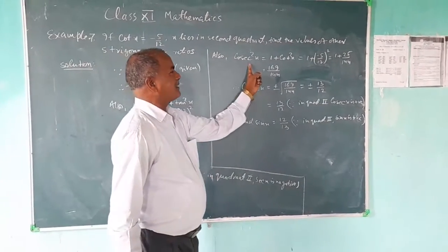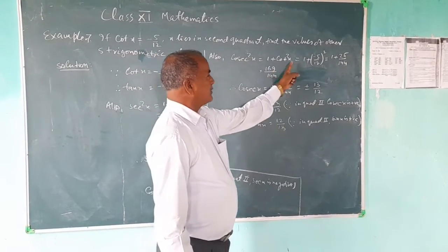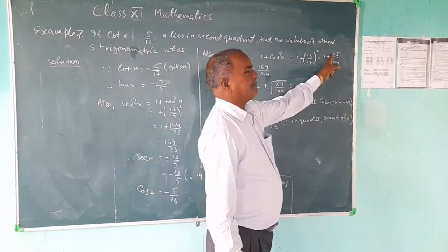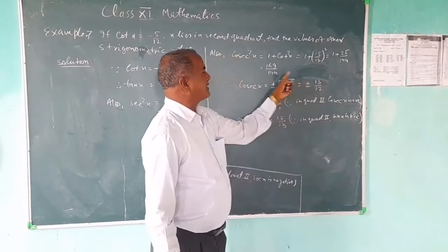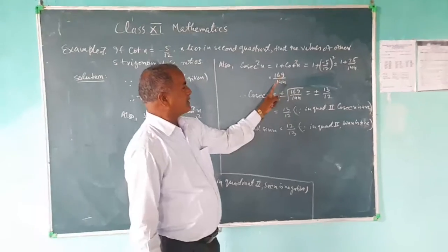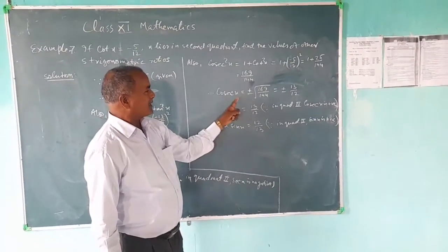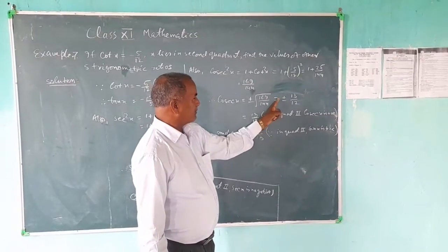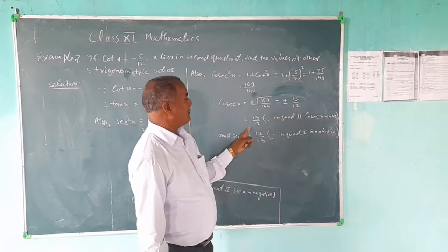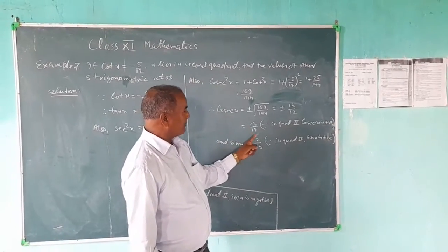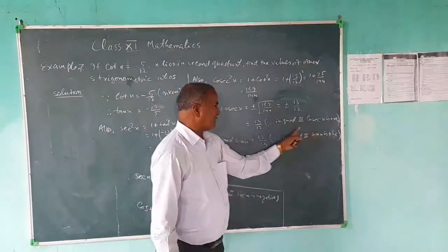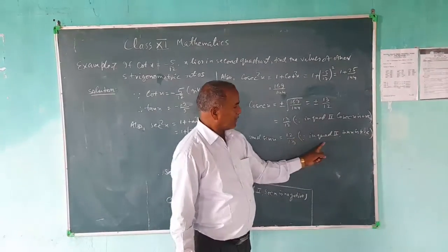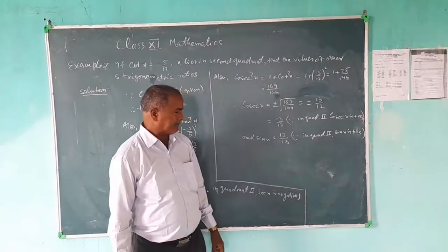Also cosec square x is equal to 1 plus cot square x. So this is equal to 1 plus minus 5 by 12 whole square. This is equal to 1 plus 25 by 144. After simplification we get cosec square x is equal to 169 by 144. So cosec x is equal to plus minus square root of 169 by 144, so this is equal to plus minus 13 by 12. So its value is positive. So cosec x is 13 by 12, because in quadrant 2 cosec x is positive. And sin x is equal to 12 by 13, as in quadrant 2 sin x is also positive.